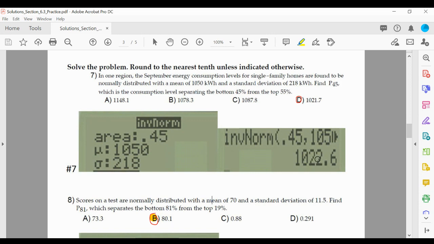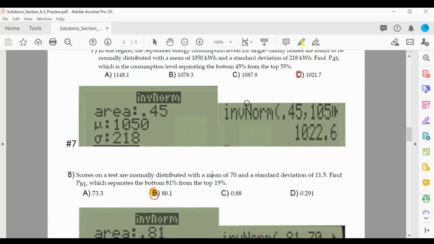This is 122.6, 1022.6. This is 1021.7. These values aren't even close. And once again, if you couldn't live with that, you would have to go to your table, look up in the body of the table the area that's associated with 0.45. Nothing close.